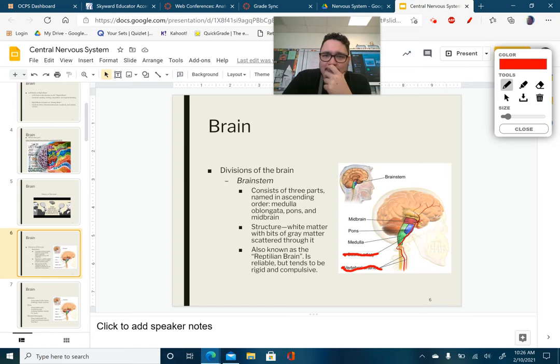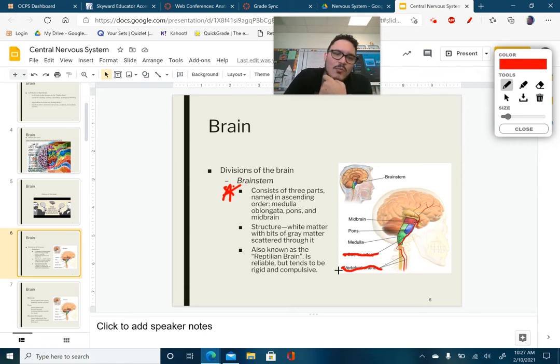So the brainstem is actually made up of three parts. It's made up of the medulla oblongata, the pons, and the midbrain. So medulla in this green color, pons in this blue color, red for midbrain. It's going to be made up of white and gray matter. Remember, white matter is better for sending signals quick. Gray matter is better for integrating or processing.